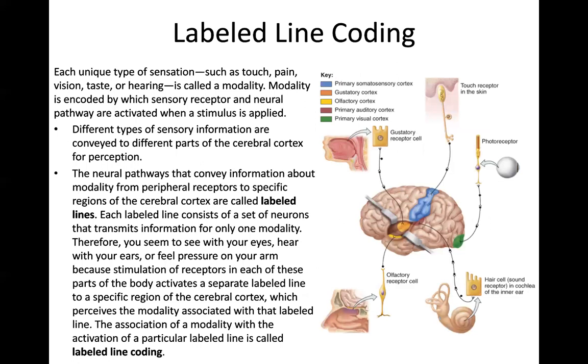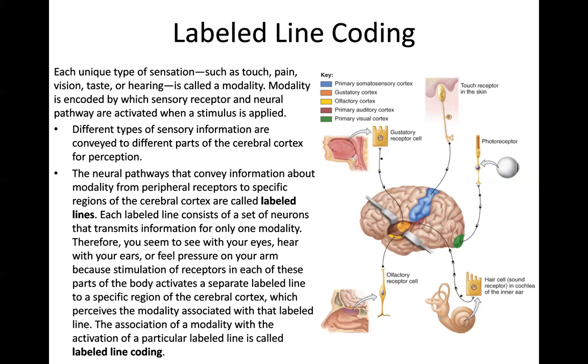So let's first talk about the modality, which we learned earlier today. Modality just refers to each different type of sensation. Touch, pain, vision, taste, hearing, those are all different modalities. And we encode each of those different modalities with a different, what we call labeled line. And we process those in different parts of our brain.